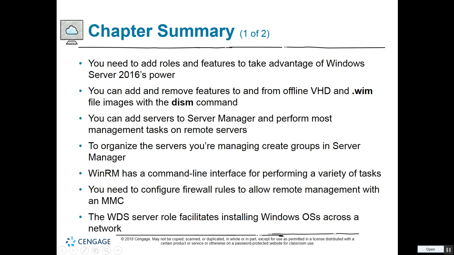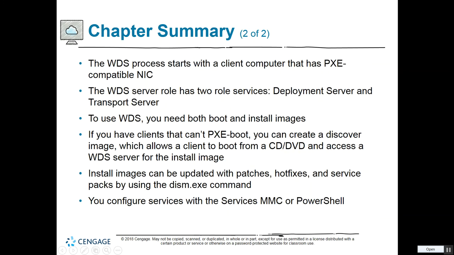The WDS server role facilitates installing Windows OSs across a network. That's how we're going to push those images out. The WDS process starts with a client computer that has a PXE compatible NIC. The WDS server role has two role services, deployment server and transport server. If we want to use WDS, you need both boot and install images.